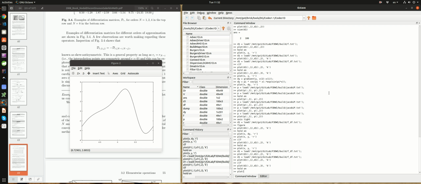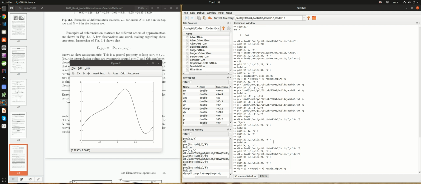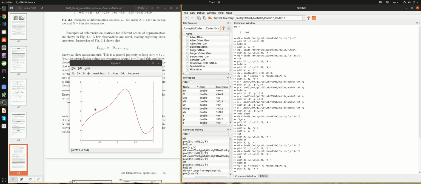Or maybe dy. Oh no, dy can be computed directly by using the analytic formula. So dy is going to equal this, which is the analytic derivative evaluated at those 100 uniformly distributed sampling points inside of x. If I plot x, dy with red color, then again it matches. So the derivative also matches.